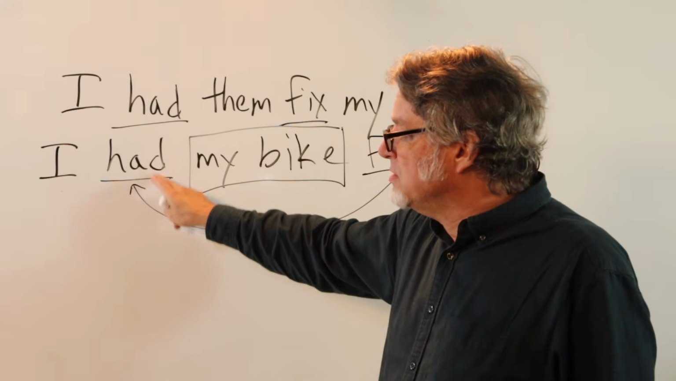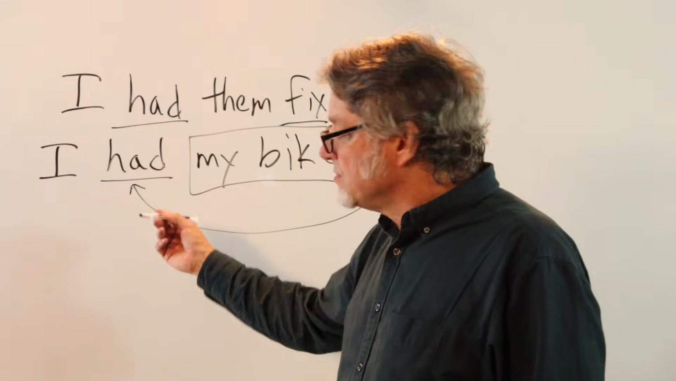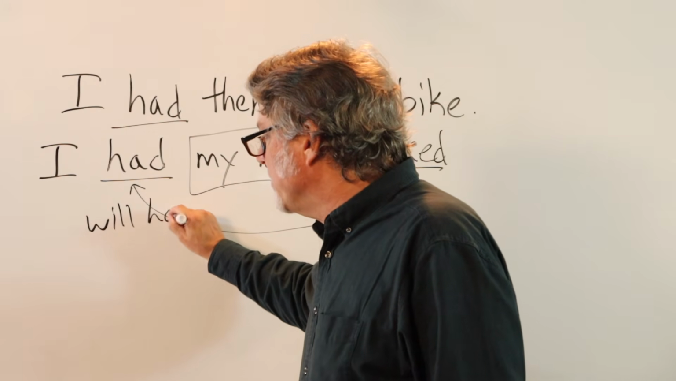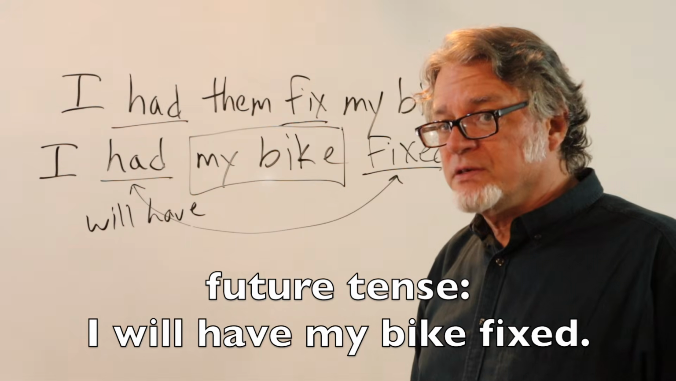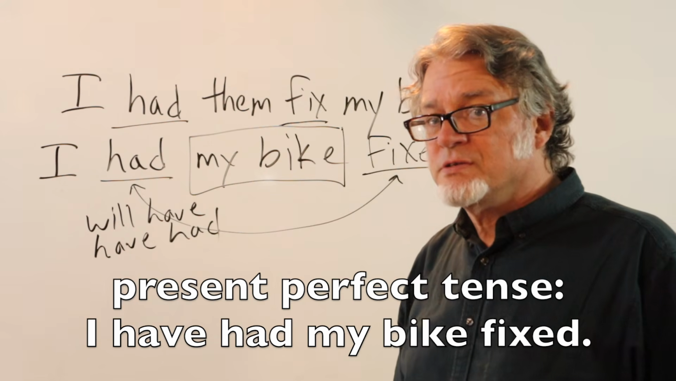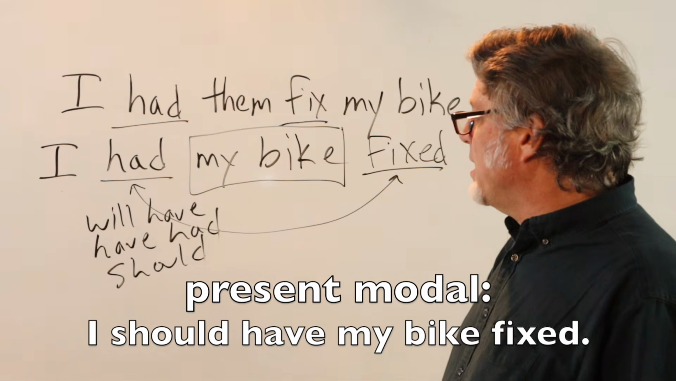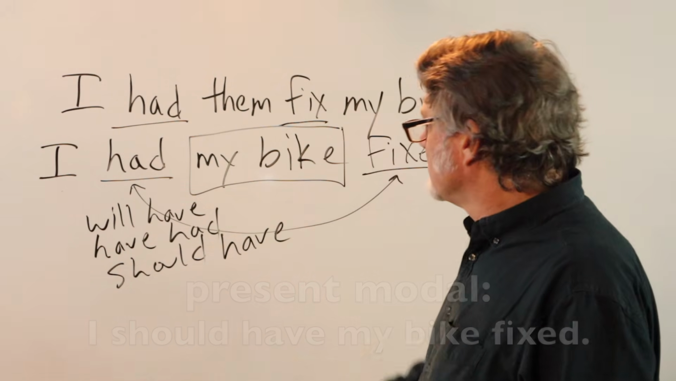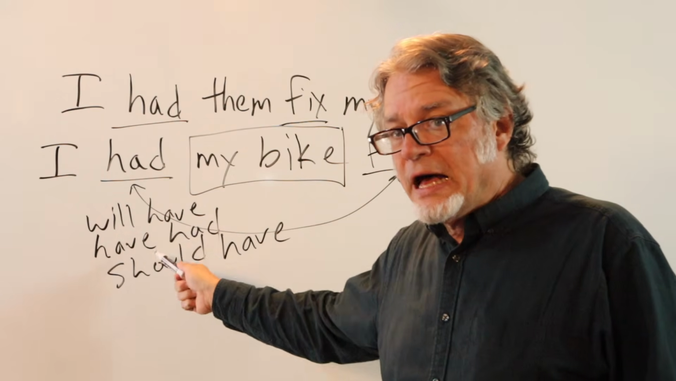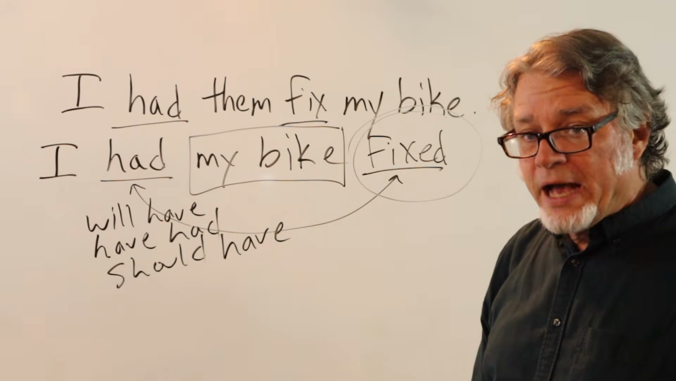And in this position, you can use any verb tense you like. This is in the past tense. If I put this in the future tense, I will have my bike fixed. I have had my bike fixed. I should have my bike fixed. So it doesn't matter what you use here as long as it's logical. But in this position, you're always going to use the past participle.